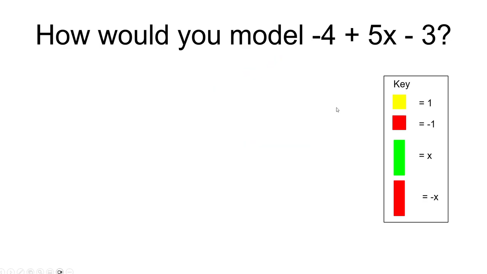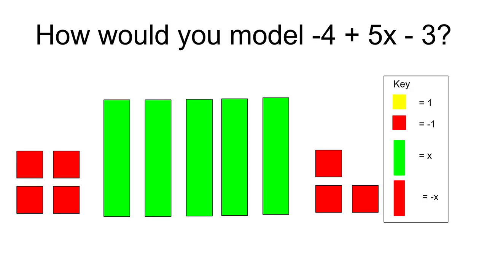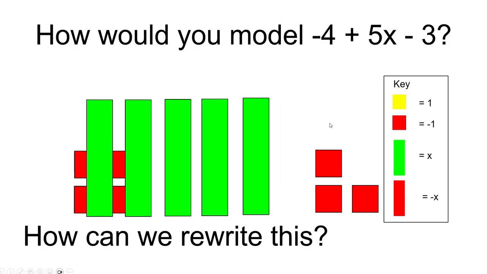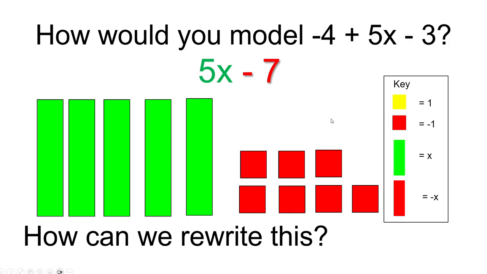Okay, what about this one? How would you model this? All right, so this time what can we combine? This time there are no extra x's to combine, but we do have numbers that can be combined. We have 4 negatives on the left and 3 negatives on the right, and if I put them together, I have 7 negatives. Okay, so I still have 5 x's and negative 7, so we can write 5x minus 7 for its simplest form.